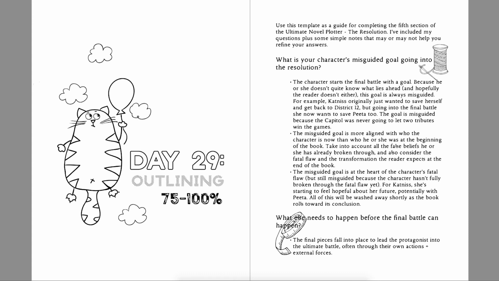Now the misguided part: the goal was misguided in both cases. At the beginning, Katniss believed that she could just win the games and come home and everything goes back to normal. She survives, everybody's happy, everything's normal again. She can go back to her old life and just be left alone. That is just not true.